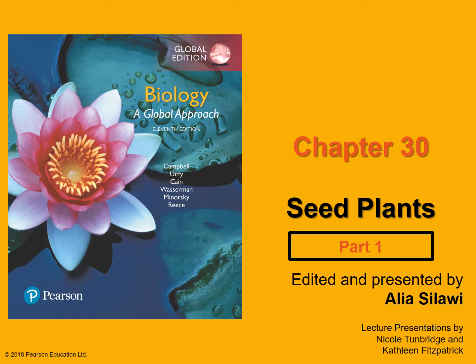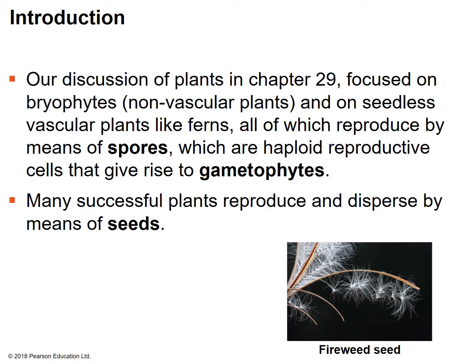Hello, this chapter is about seed plants. Our discussion of plants in chapter 29 focused on bryophytes, the non-vascular plants, and on seedless vascular plants like ferns, all of which reproduce by means of spores, which are haploid reproductive cells that give rise to gametophytes.